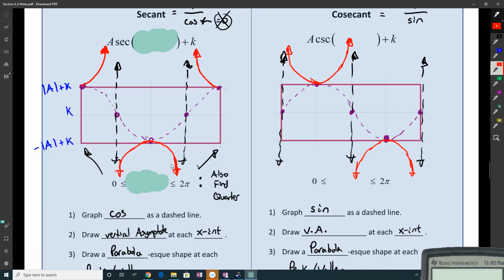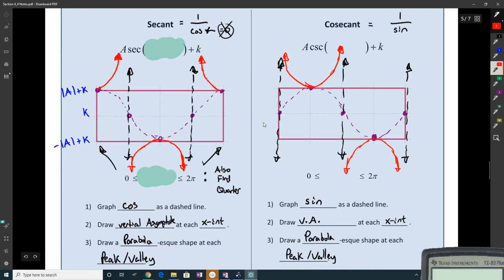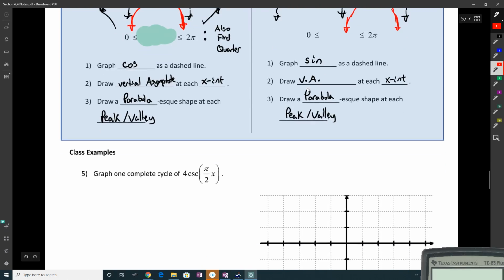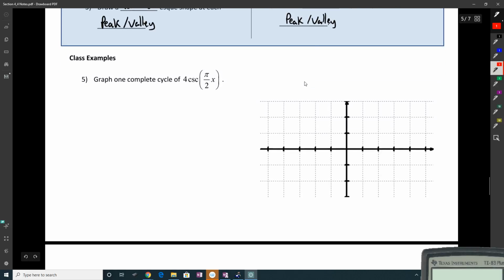Now when you actually graph it, remember that all of the dotted lines aren't there. All you see is just a bunch of parabolas going up and parabolas going down. Anyway, hopefully that's not too bad. It all depends on just graphing, knowing which is which. Secant's related to cosine, cosecant's related to sine. So let's look at this first example.